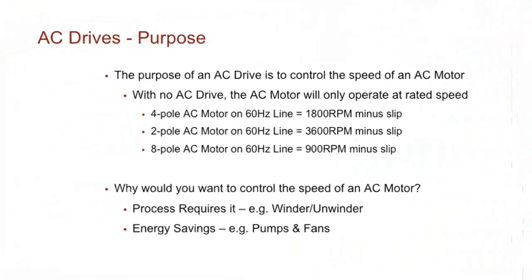If you take a standard AC motor and connect it across the line, it's going to run at its nameplate frequency. In the United States, it's going to be on a 60 hertz line, and if it's a 4-pole motor, it's going to run at 1800 RPM minus some slip, so maybe 1750 would be a very typical number. If it's a 2-pole motor, it's going to run about 3600 RPM minus slip, so maybe 3500 RPM is all you're going to get. If it's an 8-pole motor, it's going to run 900 minus slip. But it's not adjustable within those ranges. So if you want to adjust the speed of an AC motor, you need an AC drive.